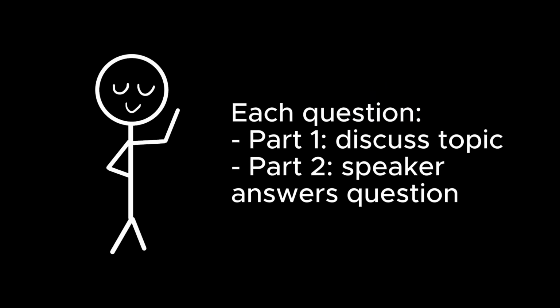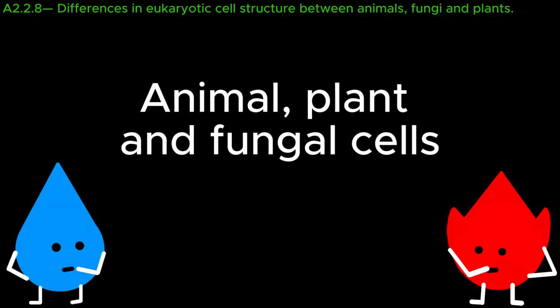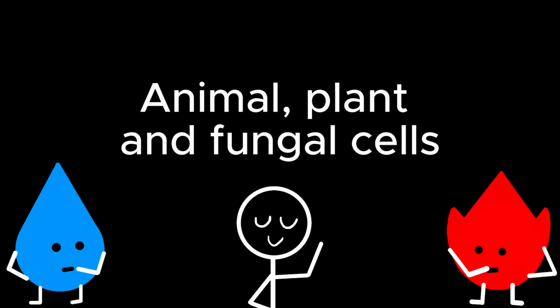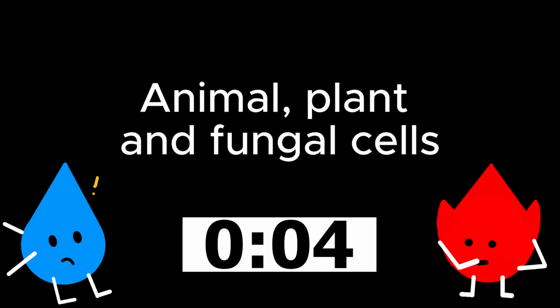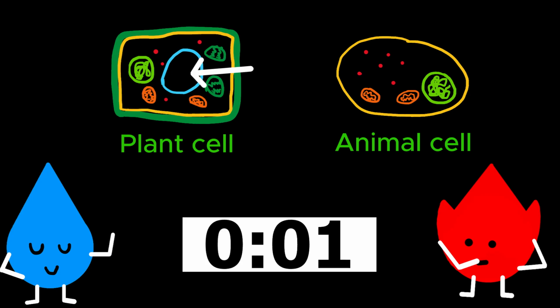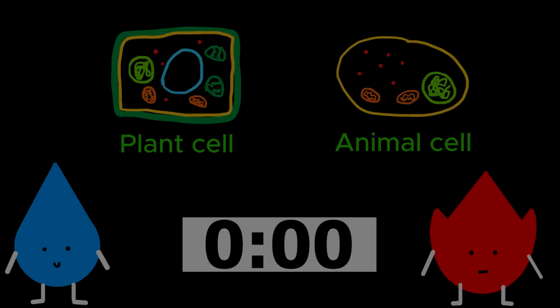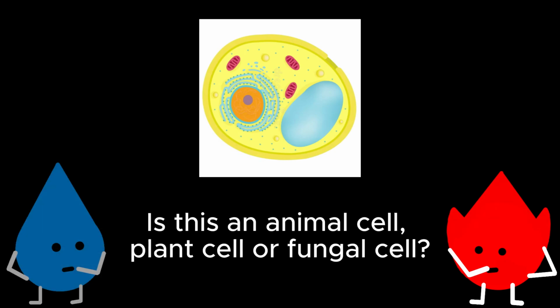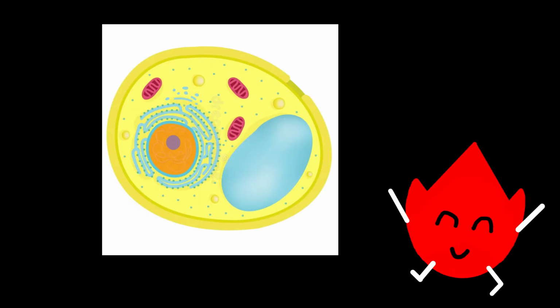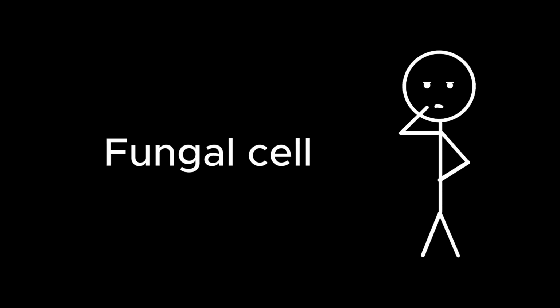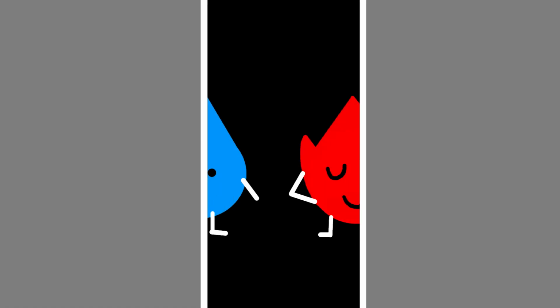The next question will follow the same format and the topic is animal, plant and fungal cells. This time you will only have 5 seconds to discuss the topic. So hurry up. Plant cells have a cell wall, chloroplast, and vacuole. Animal cells don't. Time's up. The question is: is this an animal cell, plant cell, or fungal cell? It has a cell wall and a vacuole, so it's a plant. But it doesn't have chloroplasts. H2O didn't have time to tell me about fungal cells. It's a fungal cell then? Correct. Well done, Plasma.